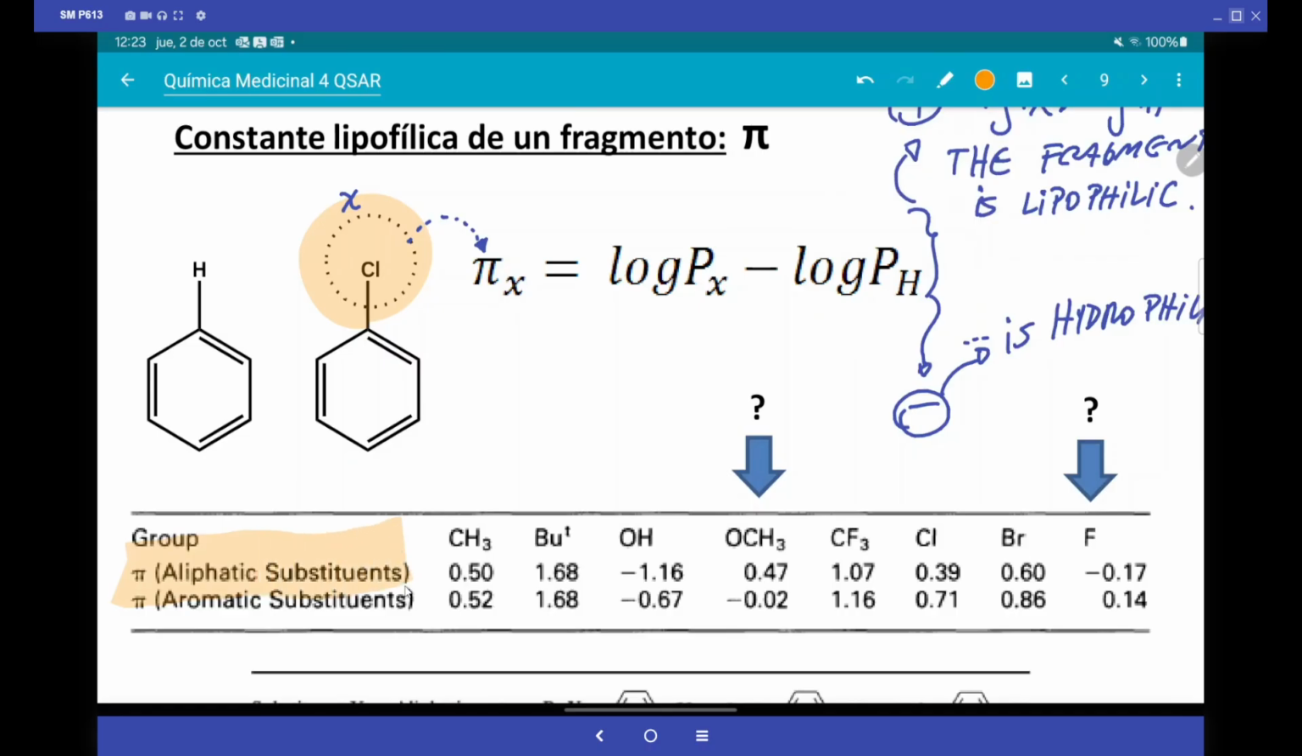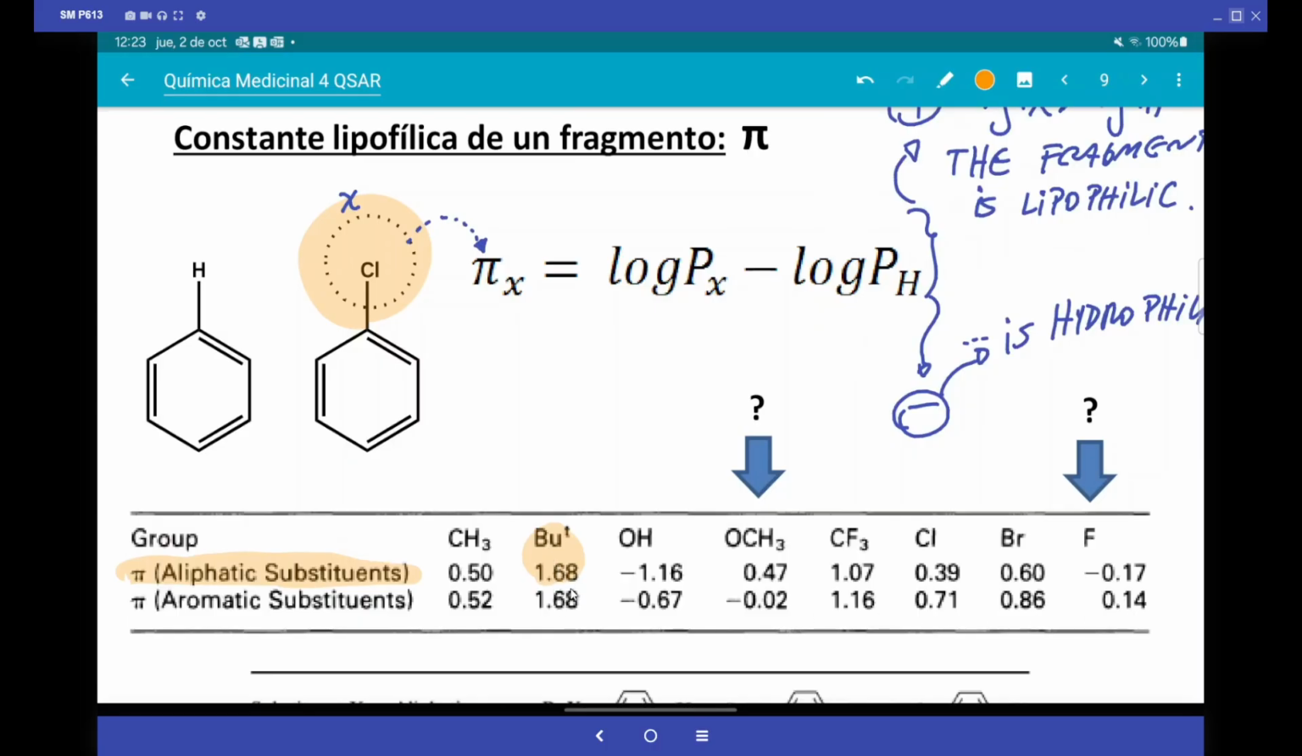the one that contributes the most lipophilia, well, I'm going to see which contributes the most lipophilia: 1.68. It is the most positive. Then tert-butyl is one of the groups that contributes most lipophilia, and tert-butyl contributes the same in the aromatic system, the same 1.68, and it is the most lipophilic.